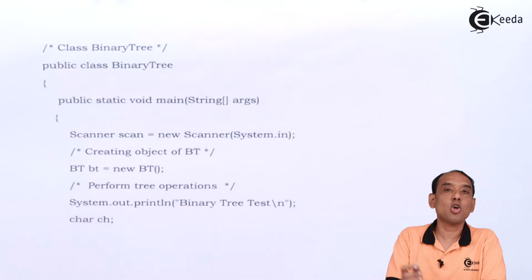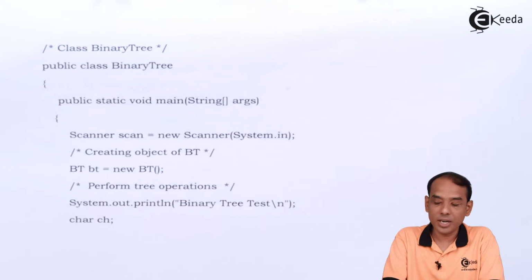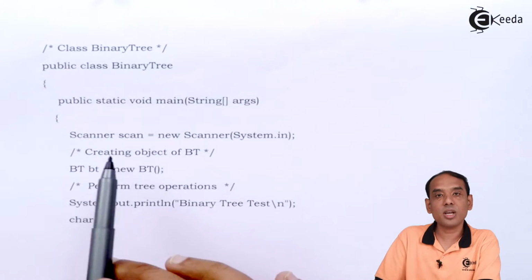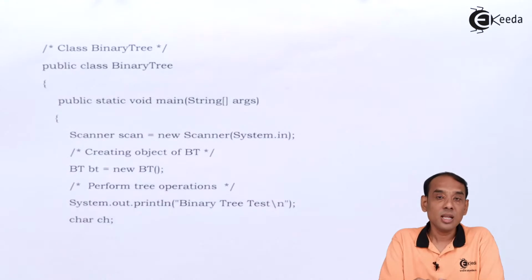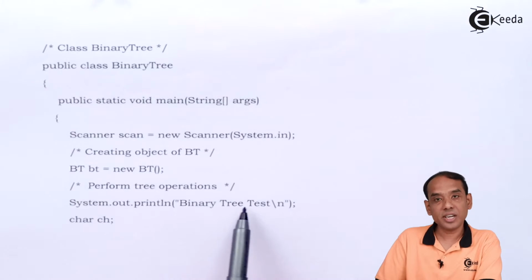Then we are going to create the object of bt class. How do we create the object of bt class? We write down bt equal to new bt. That is how we create the object of bt class. Then we will move to performing various tree operations. That is, we are going to write down system.out.println binary tree test.